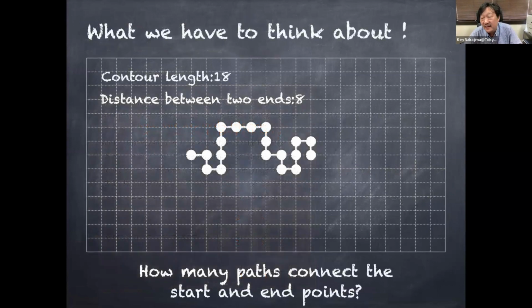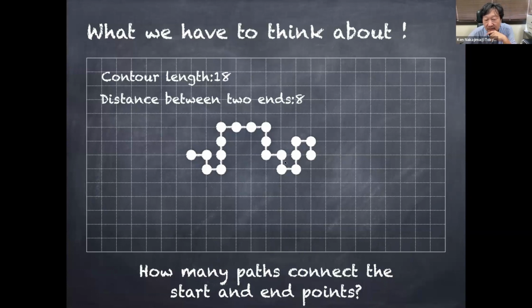Then let's move on to the real story. Even if such a single left turn addition makes the problem very difficult, how about this problem? This is a kind of polymer chain shape, starting from here and ending here. The number of molecules is 19, so the length is 18. The distance between the start point and the end point is 8.